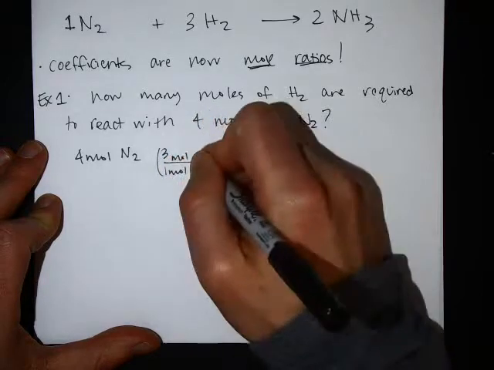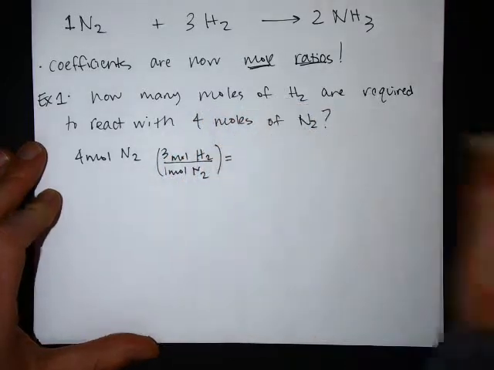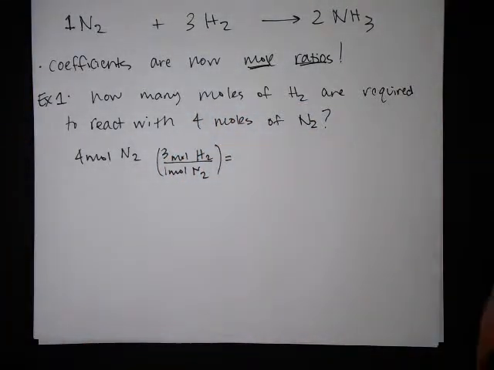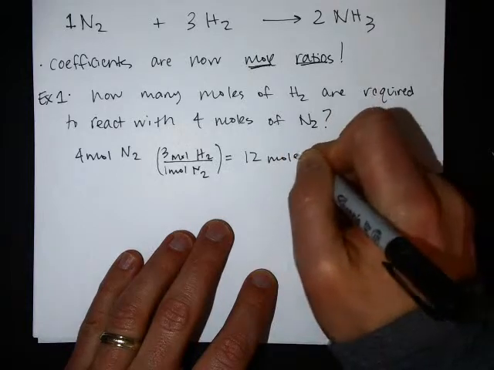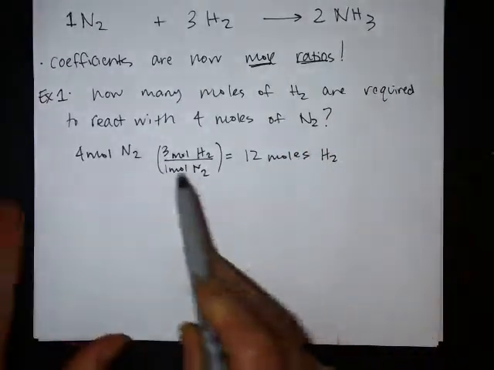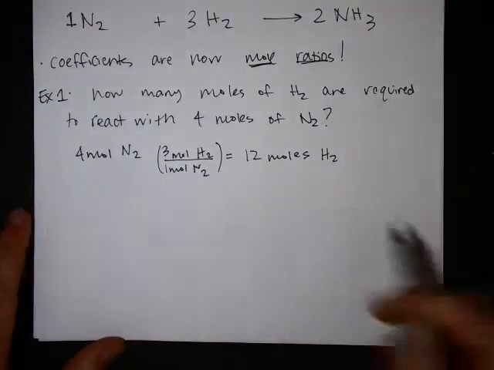And these numbers come from the balanced reaction. You may have, if you were thinking about it, done this already in your head, because it's not complicated math. 4 times 3 is 12, and you're just saying that it would take 12 moles of H2 to use up all 4 moles of N2.